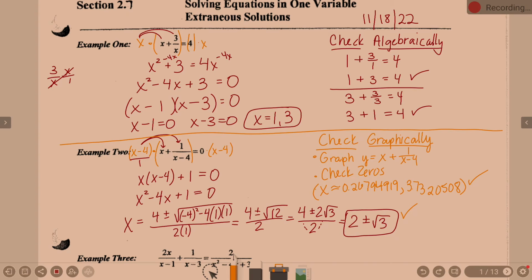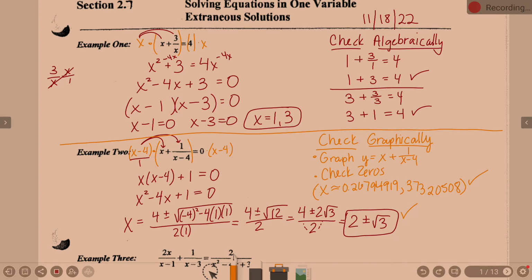Okay? I can tell you just by glancing at this, 2 plus square root of 3 and 2 minus square root of 3, they're probably going to work because they're not going to make my denominator equal to 0. And I didn't do anything else like square an equation or take a square root or anything that might cause something not to work. Okay?